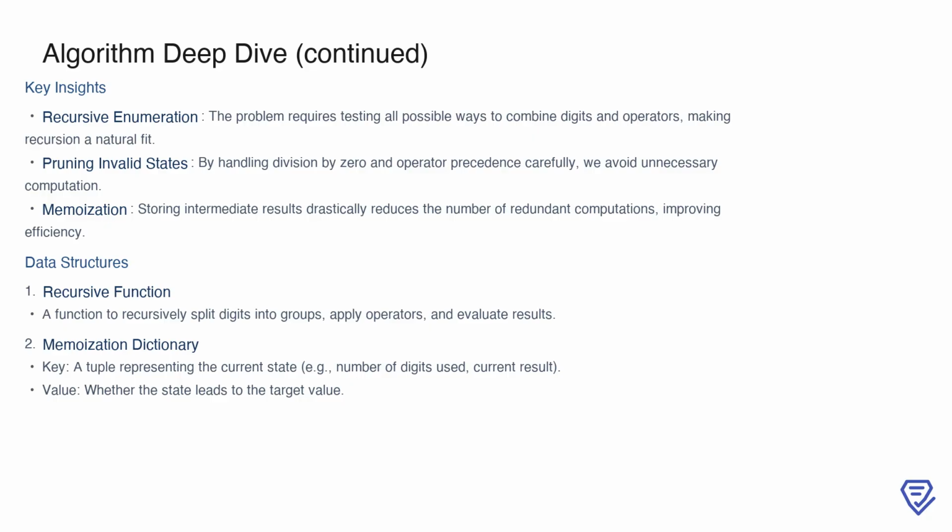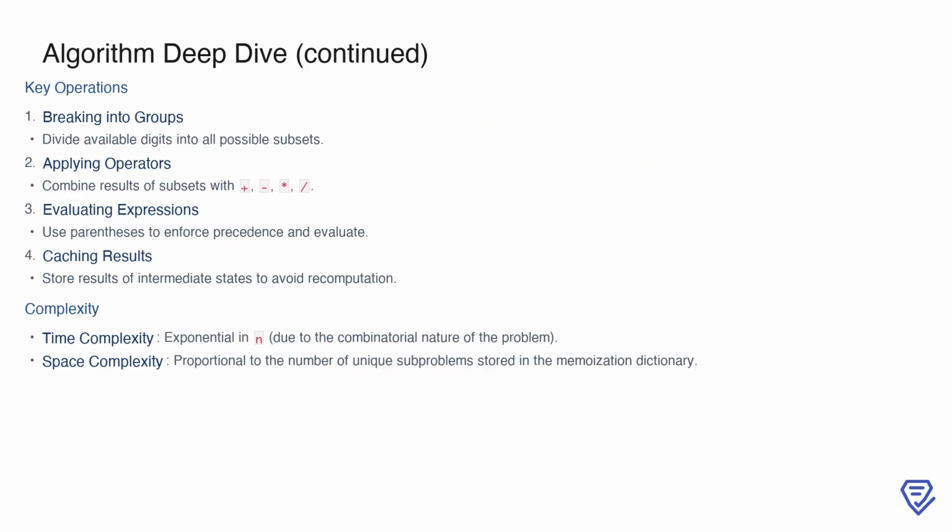To implement these ideas effectively, we rely on two primary data structures: a recursive function that handles the splitting of digits, the application of operators, and the evaluation of results, and a memoization dictionary that maps the current state, represented as a tuple of the number of digits used and the intermediate result, to whether it successfully leads to the target. The critical operations in this algorithm involve breaking the digits into groups, applying operators, evaluating expressions, and caching results.